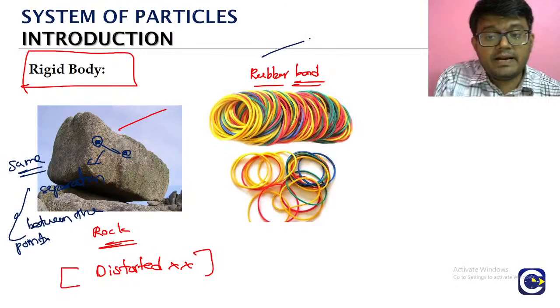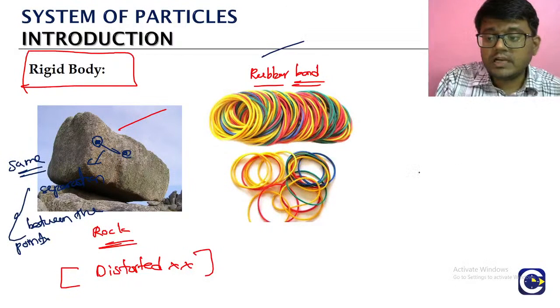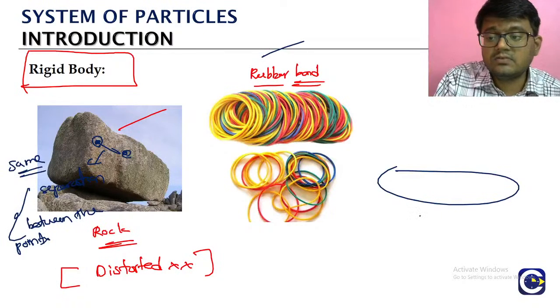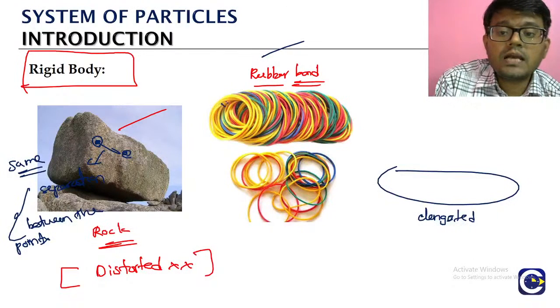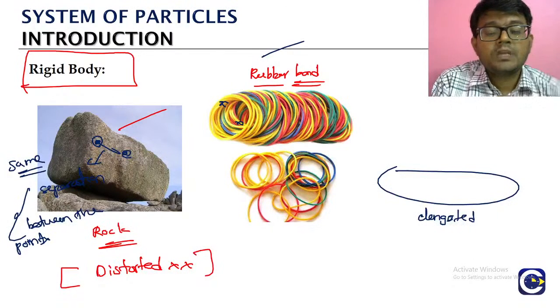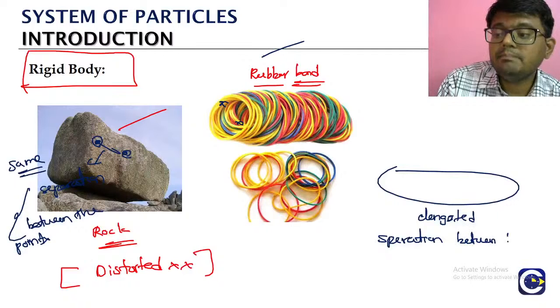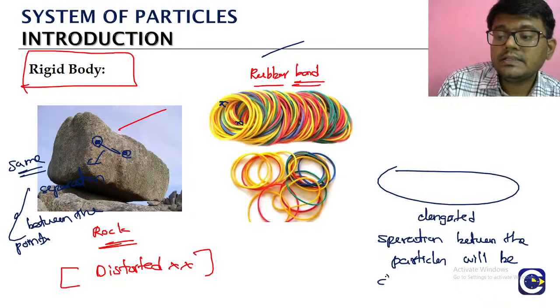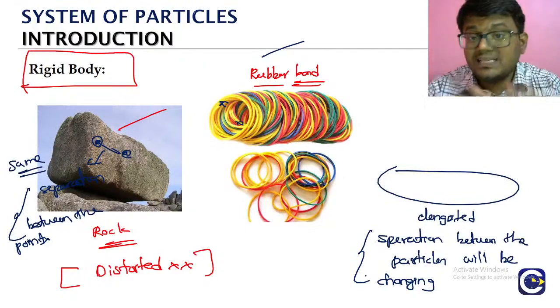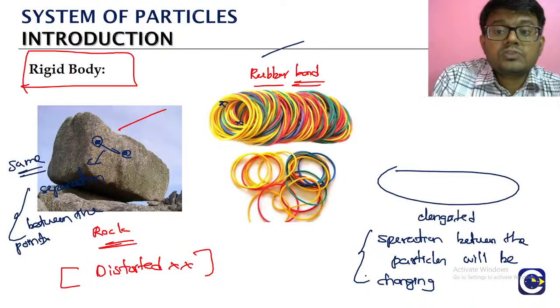Whereas if you look at the rubber band, you just apply some force and the rubber band will simply get elongated. You mark the particles on the rubber band, and when you are able to elongate it, the separation between the particles can change.